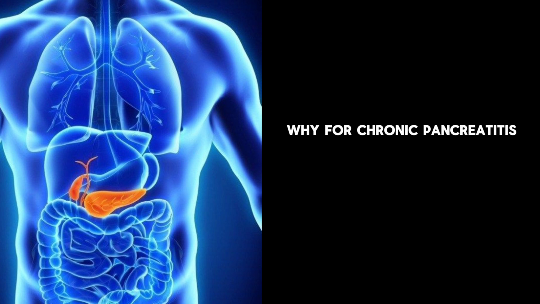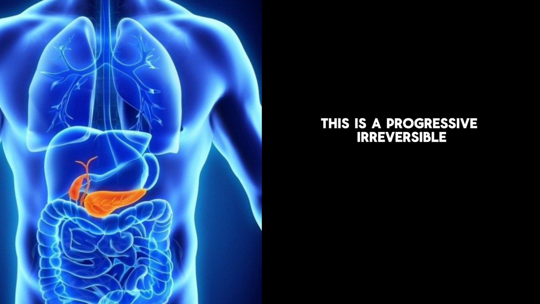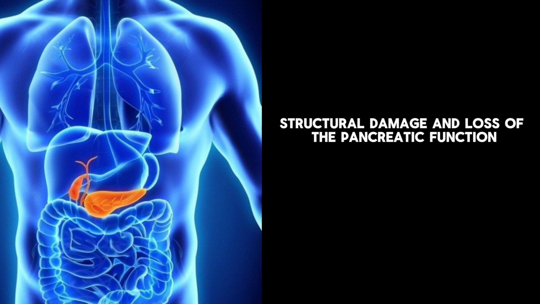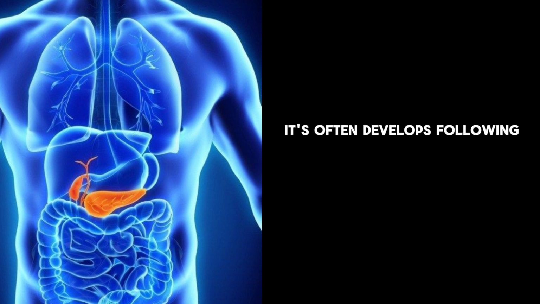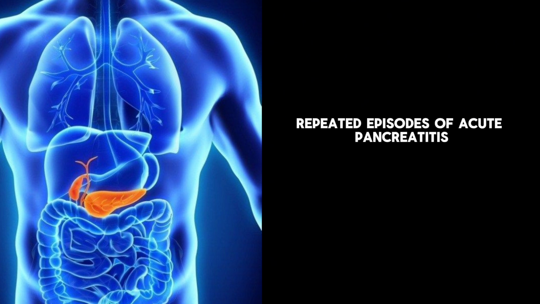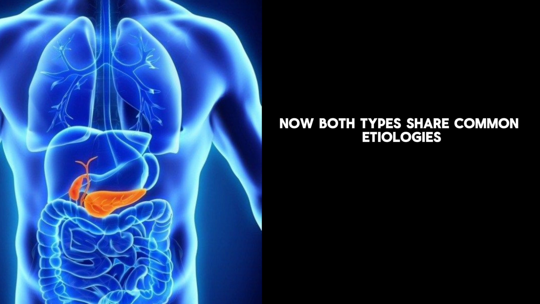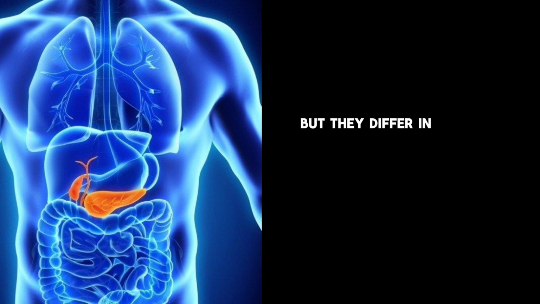While chronic pancreatitis is a progressive, irreversible inflammatory process leading to permanent structural damage and loss of pancreatic function. It often develops following repeated episodes of acute pancreatitis or due to long-term insults to the pancreas. Both types share common etiologies, but they differ in clinical course, management, and long-term outcomes. Now let's move over to the causes and the risk factors of pancreatitis.